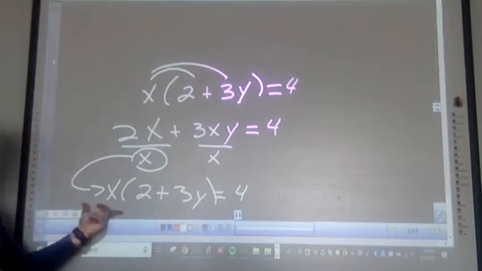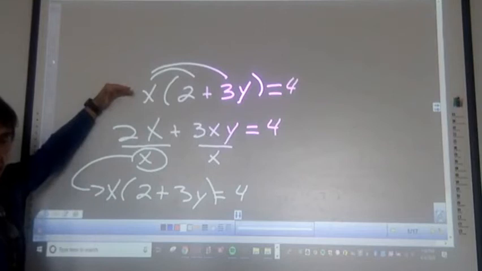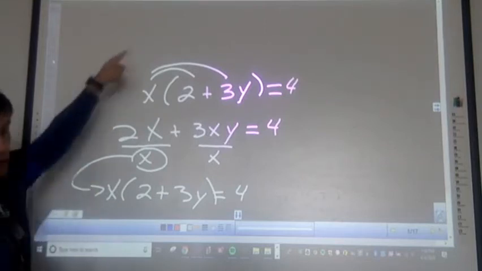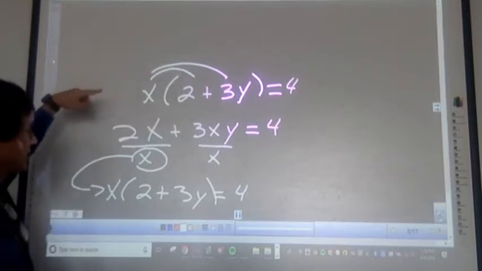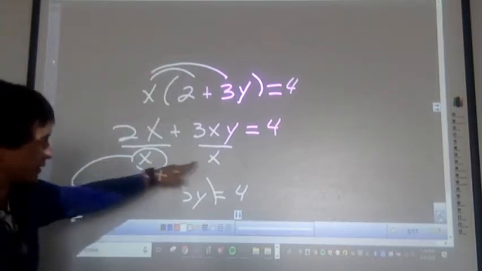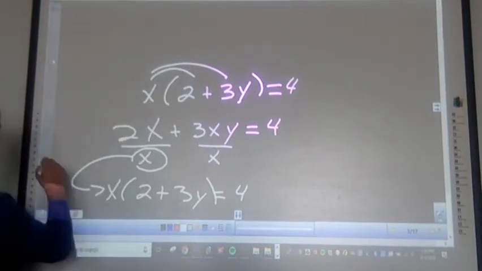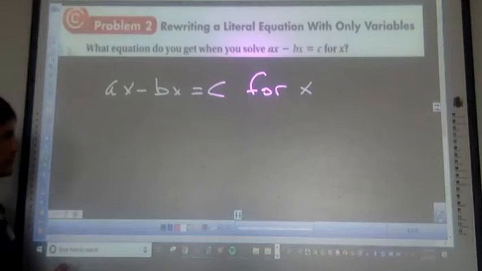So totally unrelated. This is distributing. This process is factoring. Okay? So distribute, you cast into the parenthesis, and now we're pulling that x back out. This is called factoring. This is called distributing. Okay? So let's go back to that previous problem.